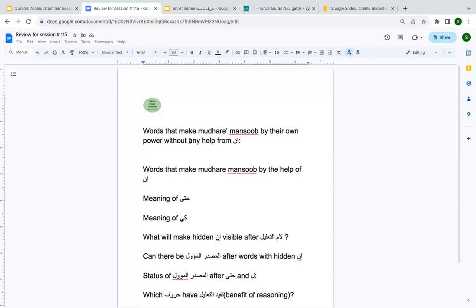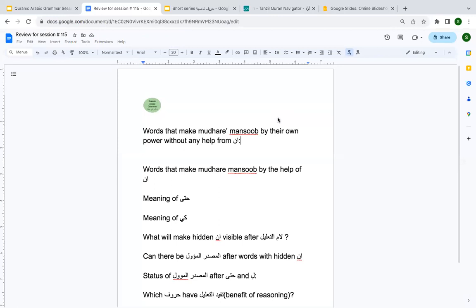So words that make mudare mansoob by their own power without any help from an. Who knows those words that are able to make mudare mansoob without any help from an? There are four, and it includes an itself, right? So an by itself, it works on its own, does not need help from any other harf. And then there is kay. Kay by itself. The first row by itself.